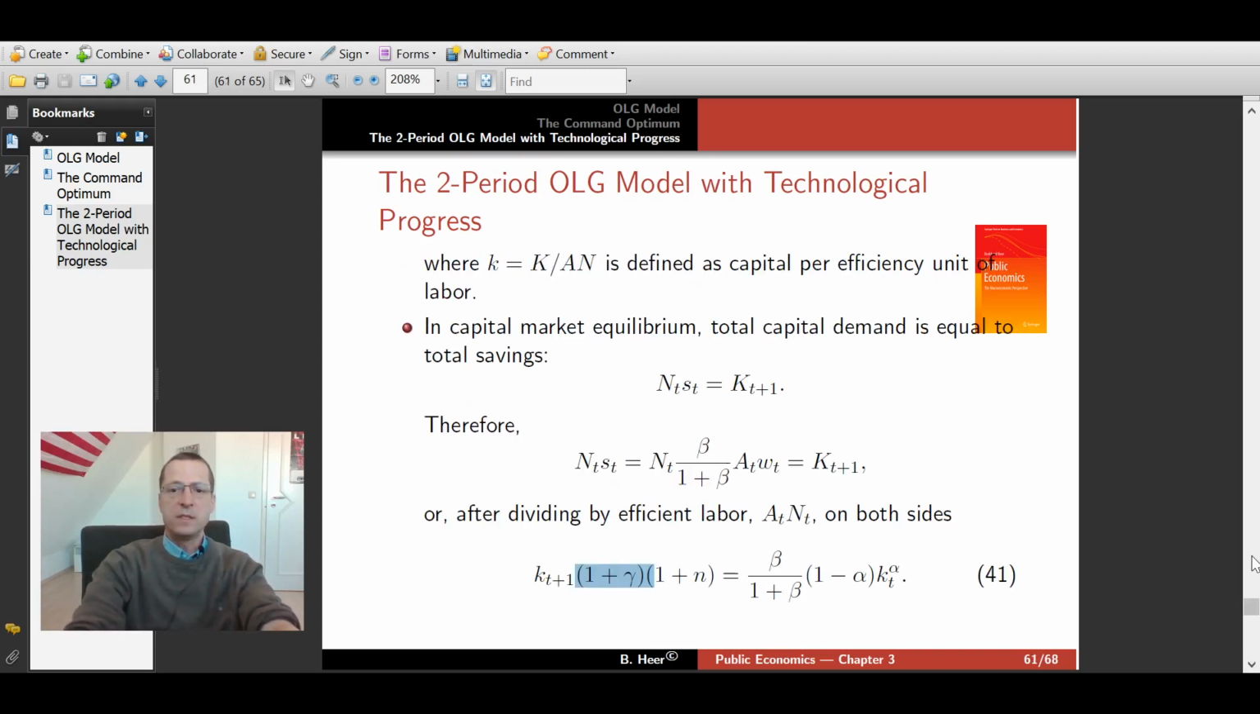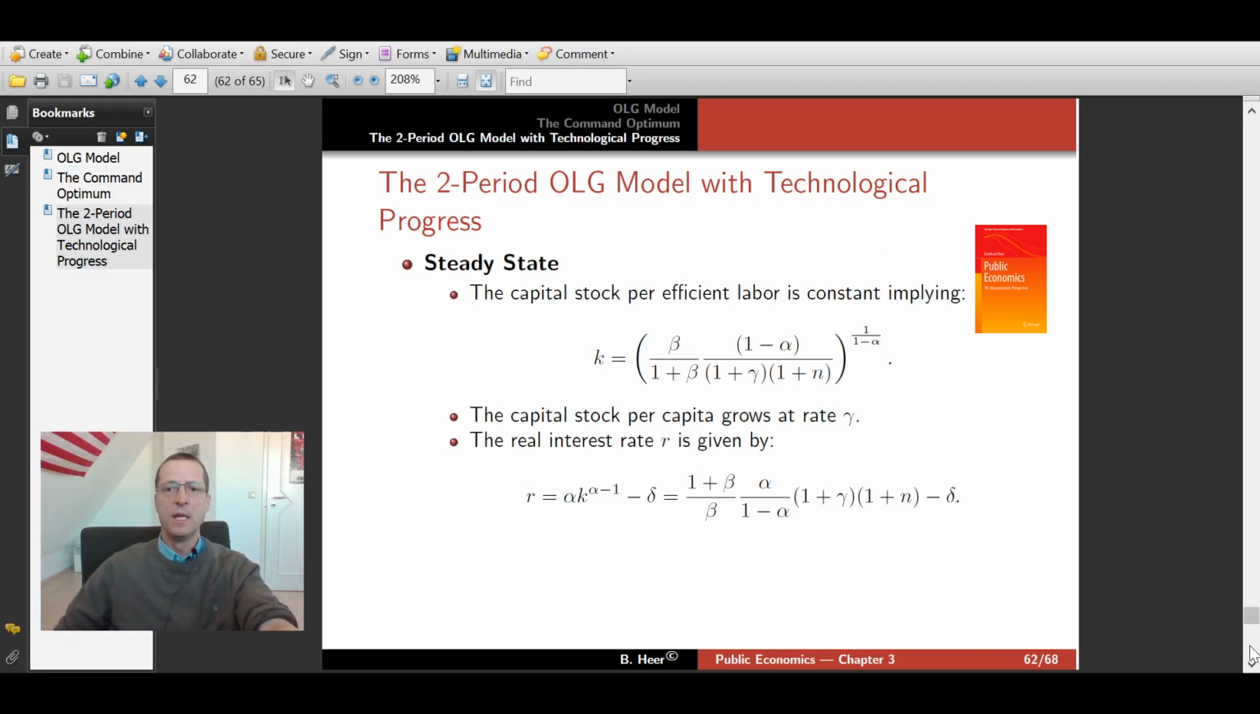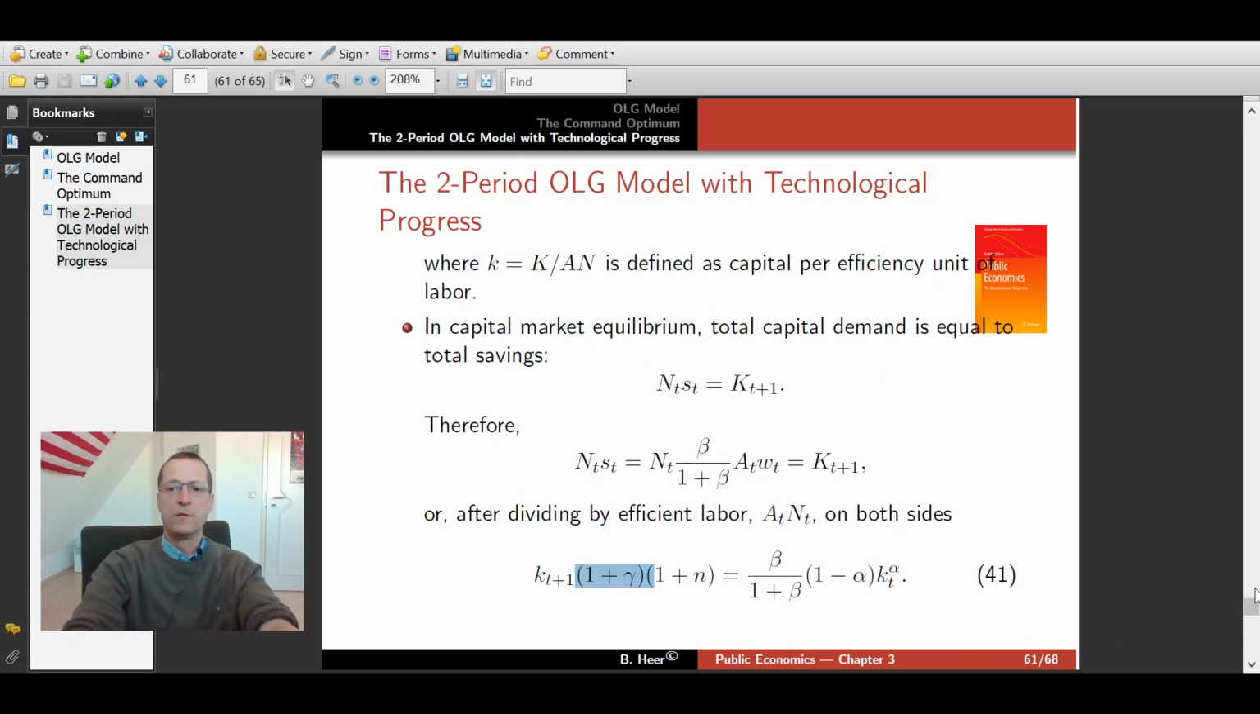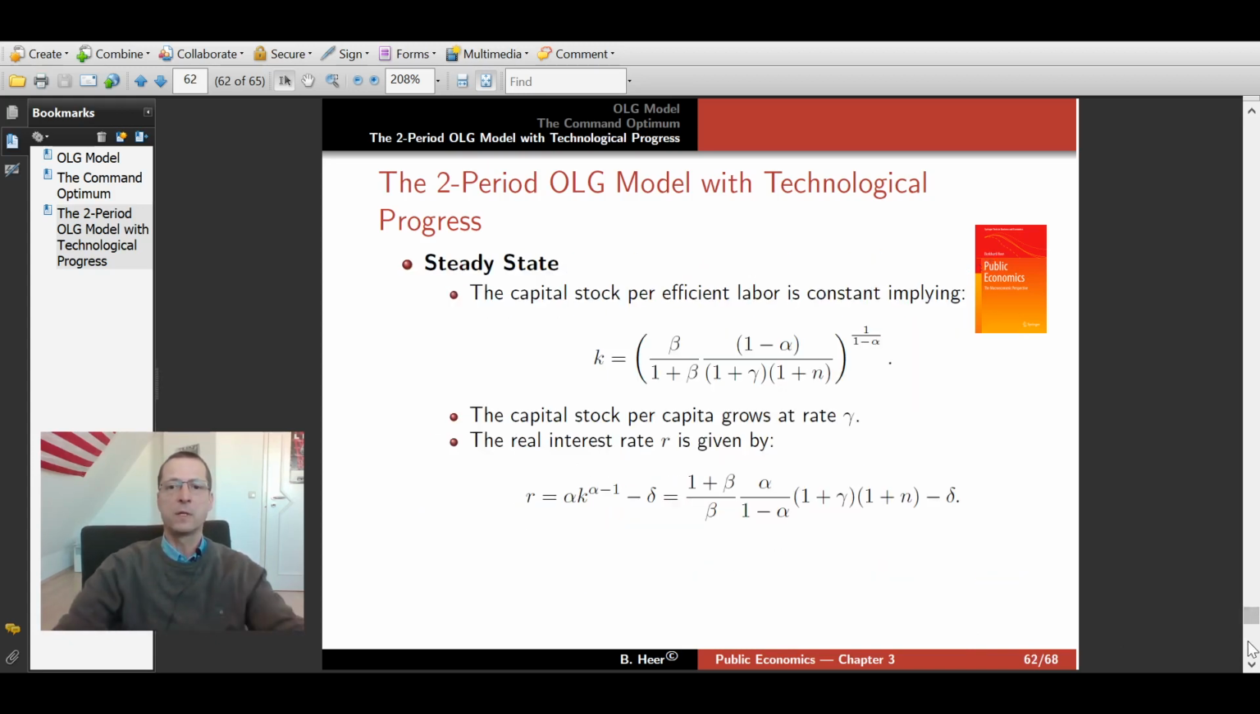So in steady state, the capital stock is constant. So we have k_t+1 equals k_t, or rather our capital intensity here is constant. And we can solve this equation 41 for the capital stock and come up with the first equation on slide 62.